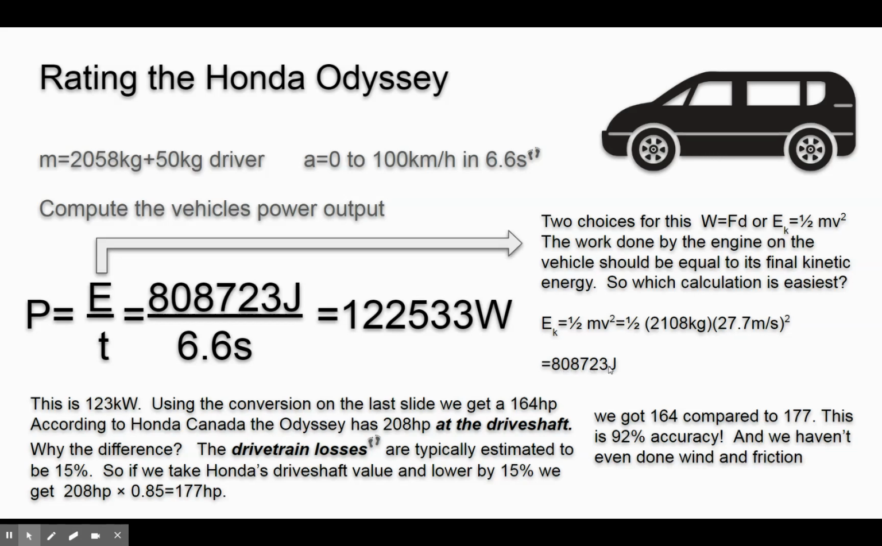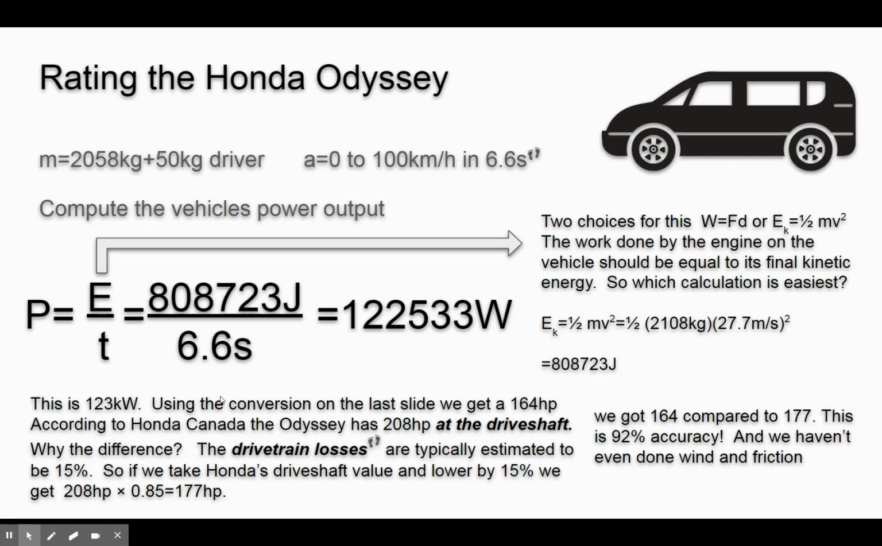So we're looking at about 800,000 joules being burned to get the car up to highway speed. What kind of power is that? Well, if I take the joulage, the energy, divide it by the time, we find out that the Honda Odyssey is producing about 122,000 watts. We can call that 123 kilowatts. That would be really odd to term a car in kilowatts, but the Europeans do it all the time.